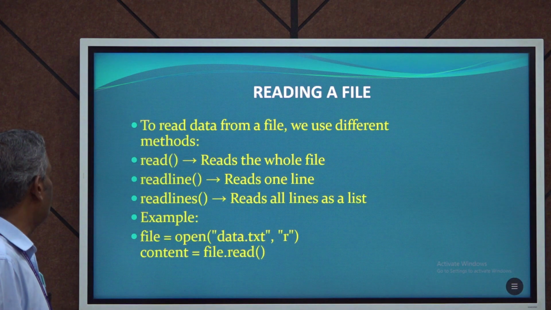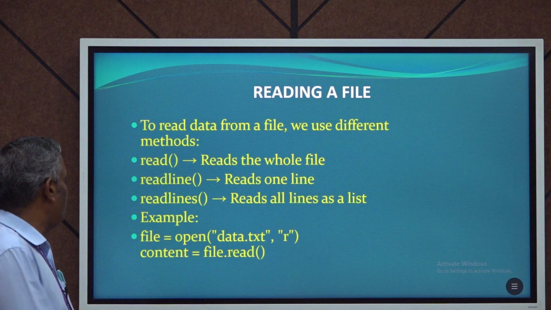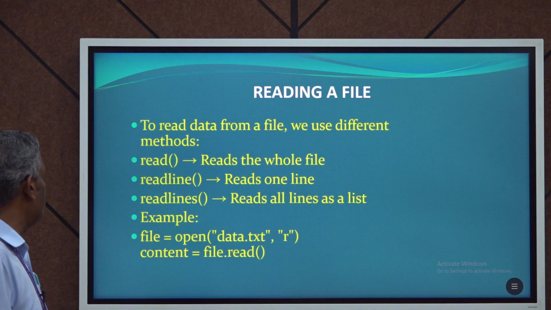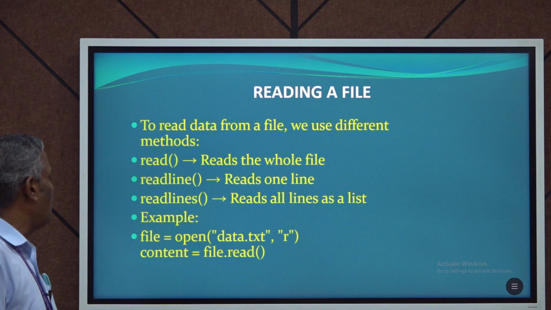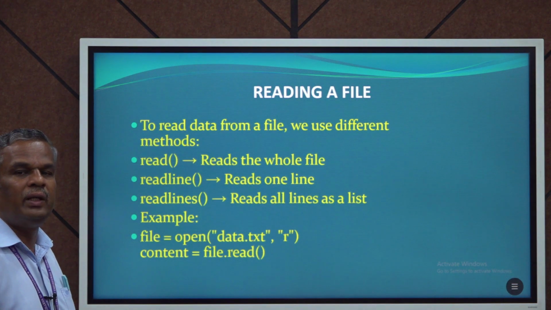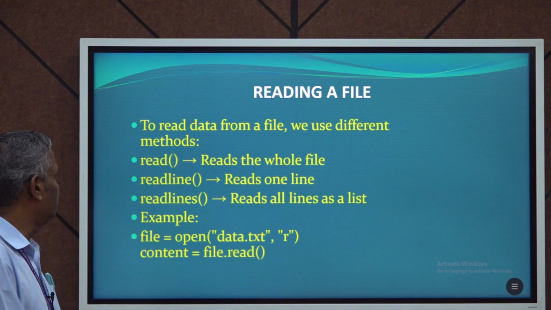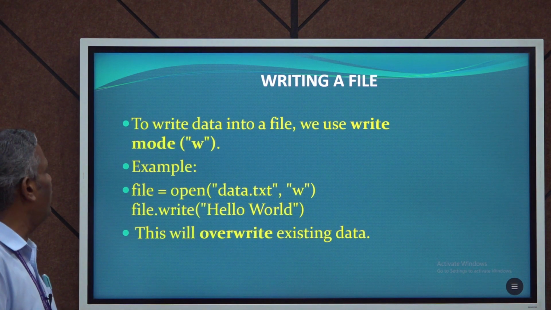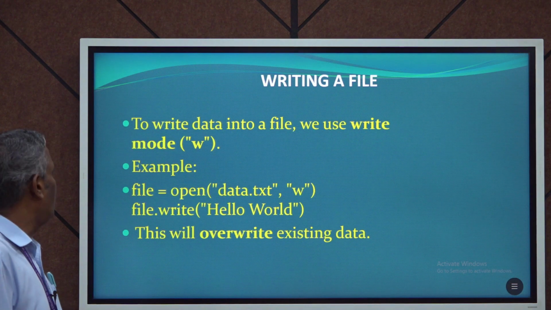Example, file = open data.txt, the mode r. The variable content = file.read means all the data in the file data.txt will be moved into the variable content. Writing a file. To write data into a file we use the mode w.